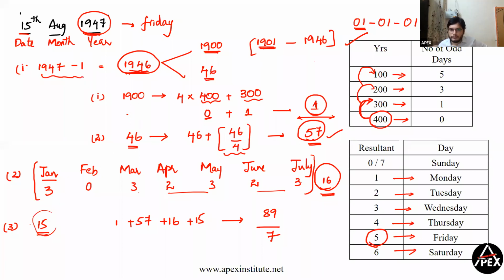Clear? Okay, now why did I consider 15? I asked you to add 15. Now my question is, what is this 5? Is it 89 divided by 7, just the 5 that came? Did I tell that these 5 are odd days? No. What is this 5? This 5 is a reference number.